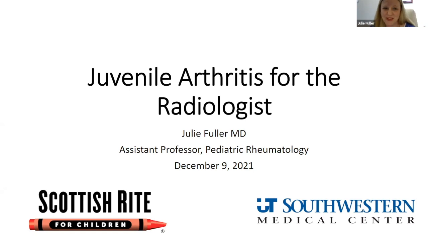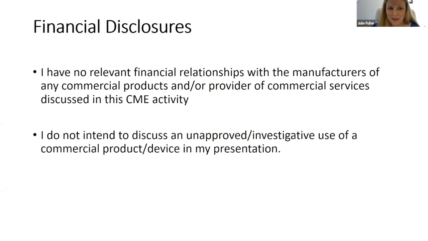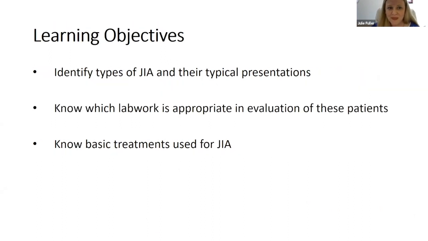I'm pleased to be able to talk with you all about juvenile arthritis, and hopefully this is a little bit targeted for the radiologist. I have no disclosures. Here are our learning objectives for this afternoon. We're going to talk about the different types of JIA and their typical presentations. And then we'll also discuss which lab work is appropriate in evaluating these patients. And we'll also talk about basic treatments used for juvenile arthritis patients.